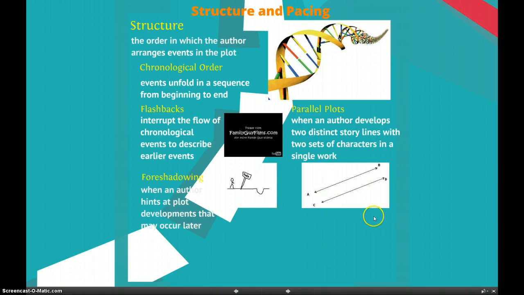Now, unlike parallel lines, a lot of times parallel plots will eventually cross, where some of the characters from one plot meet with characters in the other plot that's going on at the same time. But they may not. It may just be two distinct storylines or more going on in the same work.